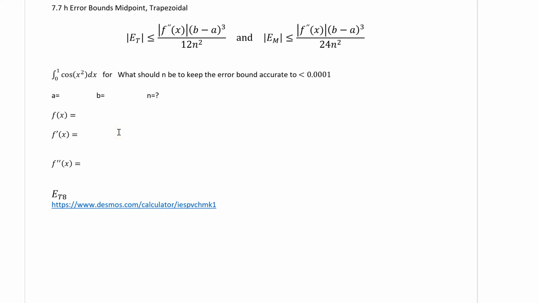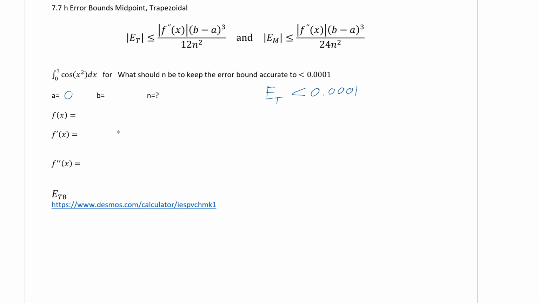Right, so now what we're going to do is apply the error bound for trapezoidal and midpoint. What we want to do is find an n to make sure that the calculated error will be less than 0.00001, which means we need our E_t, our bound, to be less than 0.0001. So we don't want our bound to go over that. And if we know our bound doesn't go over that, we know our calculated error won't either.